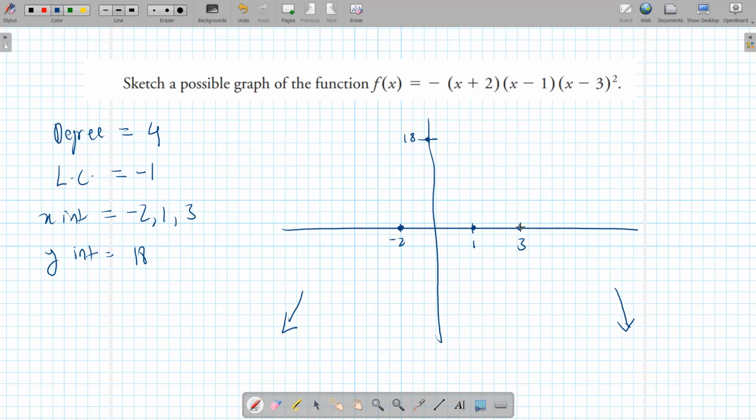And we know at the 3, you see at the 3, what do we know? There is a double root, right? So that means there's a turning point at 3, okay? And now we just join the dots.